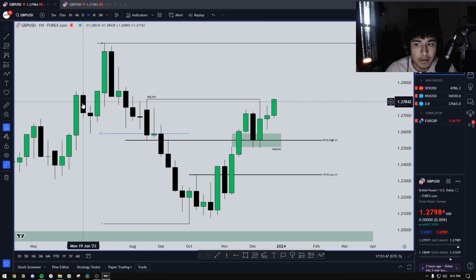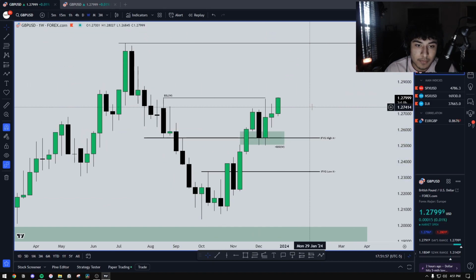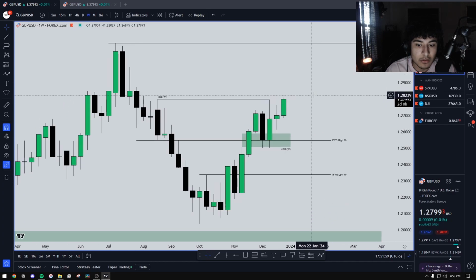It doesn't have a balanced price range or any fair value gaps in here like euro does. So again here, we disrespected equilibrium, came back down into a discount, and we rallied. So I do believe this one will take a little bit longer to complete the market maker model, but nonetheless, I do see it happening.